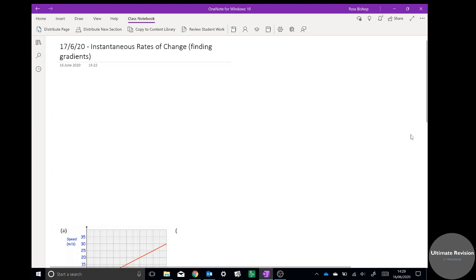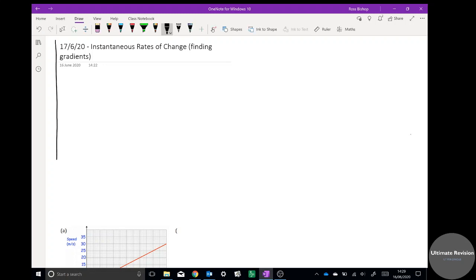So do listen carefully. Can you please put a title of instantaneous rates of change and then finding gradients? And we're going to go from there, and hopefully I'll explain what we're going to do during the lesson. Okay, so there's some things we need to know just before we start. There's a few terms we need to know and some information.